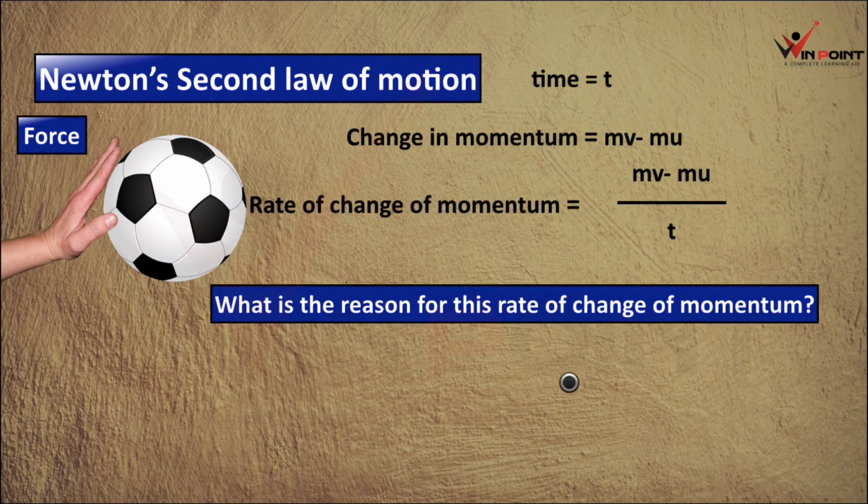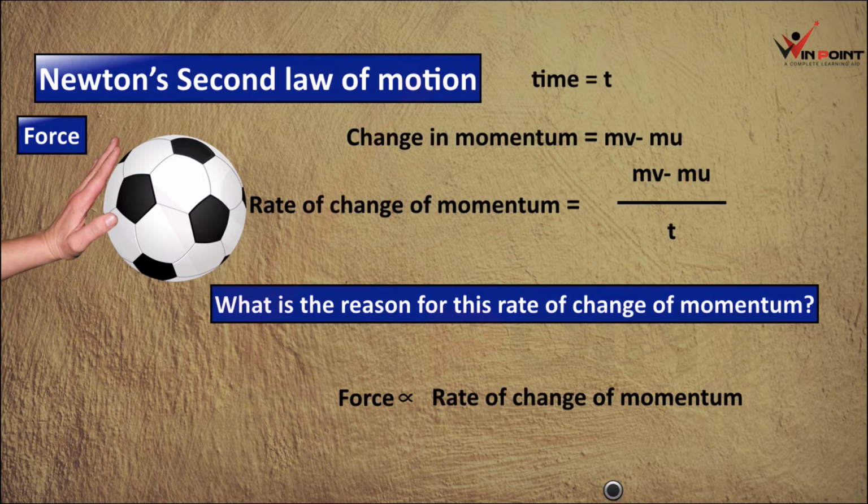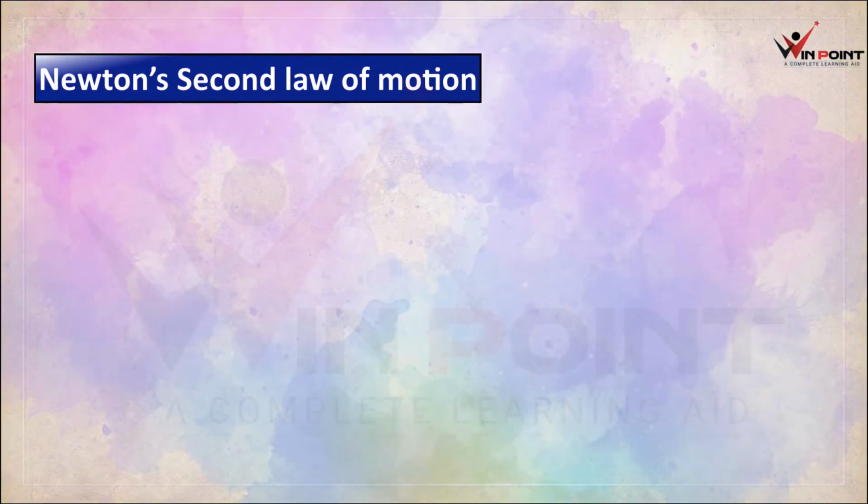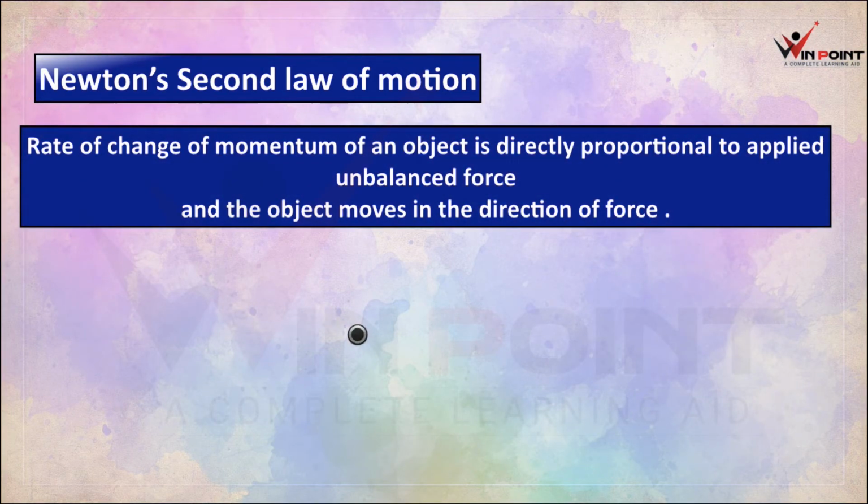Force is proportional to rate of change of momentum. It is Newton's second law. So what is the second law? Rate of change of momentum is proportional to force. The rate of change of momentum of an object is proportional to the applied force. Now we can write Newton's second law of motion. The rate of change of momentum of an object is directly proportional to the applied unbalanced force and the object moves in the direction of force.